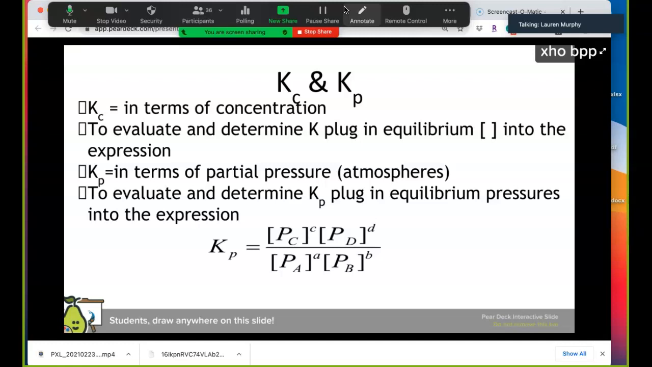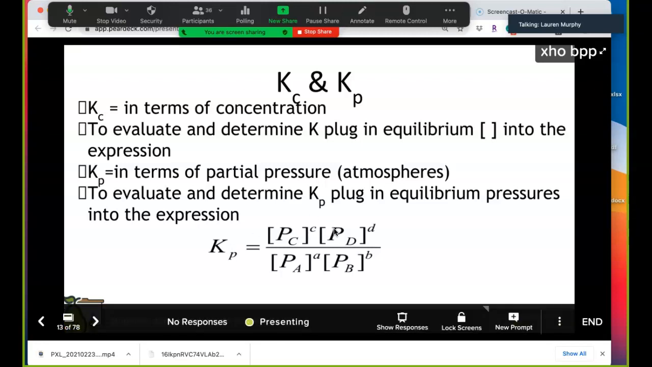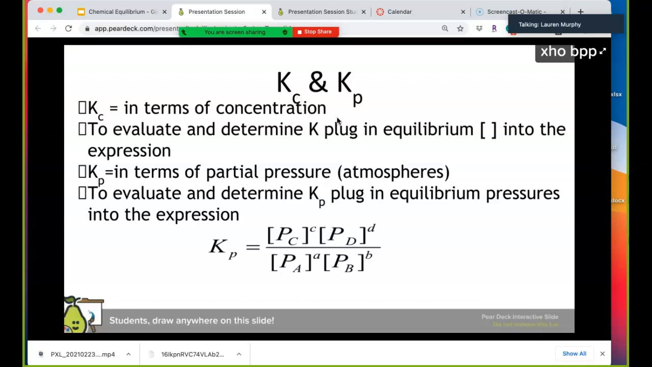Now, I do want to tell you that you can mix and match, meaning if two of the substances are concentrations and two of the substances are gases with pressure, you can put them both into the equation. You can have concentration and pressure in the equilibrium expression at the same time. You can mix and match them. Again, Kp generally means you're working with pressures, like atmospheres. Kc generally means you're working with concentration, like molarity. All right?